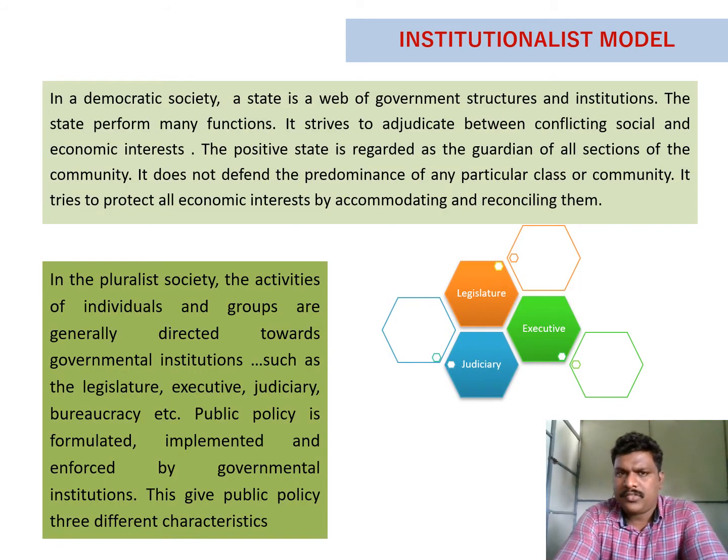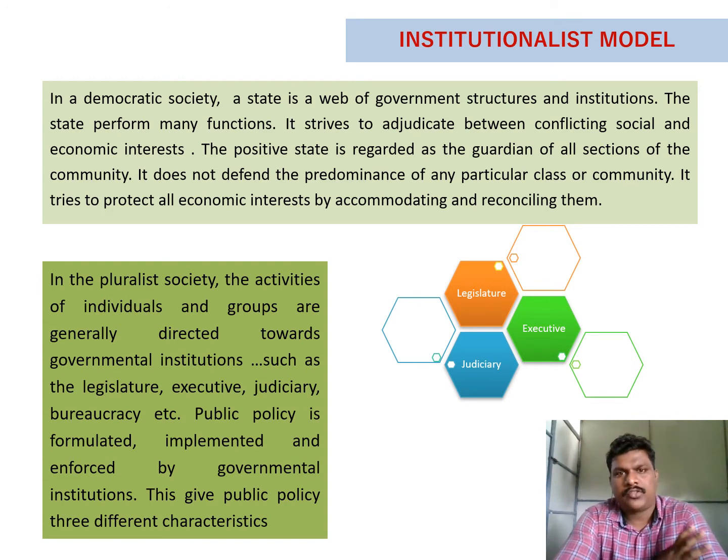In a democratic society, a state is a web of government structures. The state performs many functions. It strives to adjudicate between conflicting social and economic interests. The positive state is regarded as the guardian of all sections of the community. It does not defend the predominance of any particular class or community. It tries to protect all economic interests by accommodating and reconciling them.